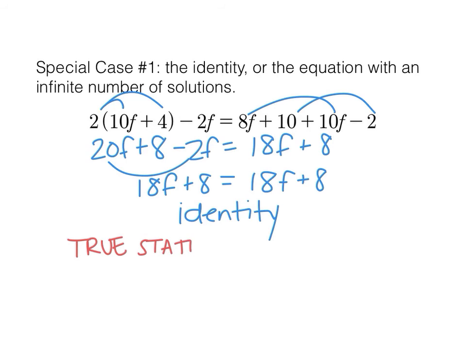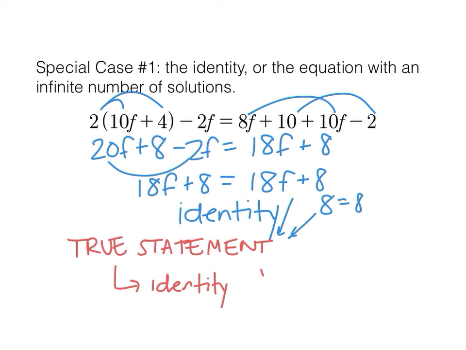And when I have a true statement like the one that I'm looking at, and maybe I didn't understand that that was a true statement yet, maybe I had to subtract 18f to get 8 equals 8. That's another true statement we could get for this. Okay? Once I have a true statement, once I recognize that it's a true statement, that's when I know that this is an identity, and that the answer is actually all real numbers.